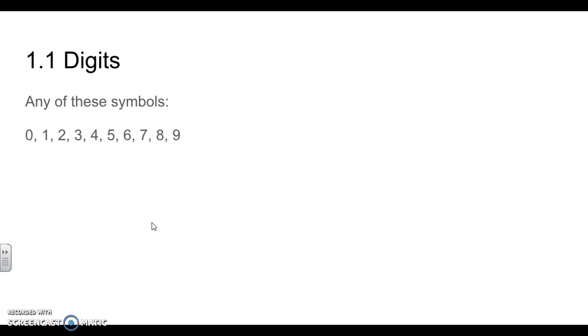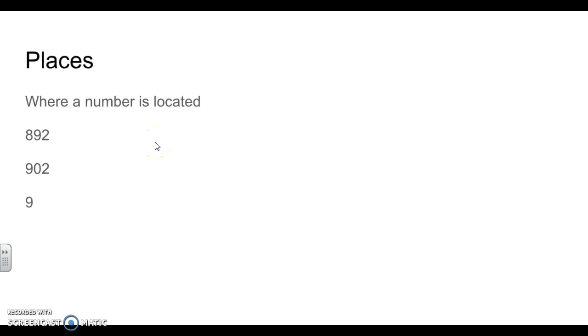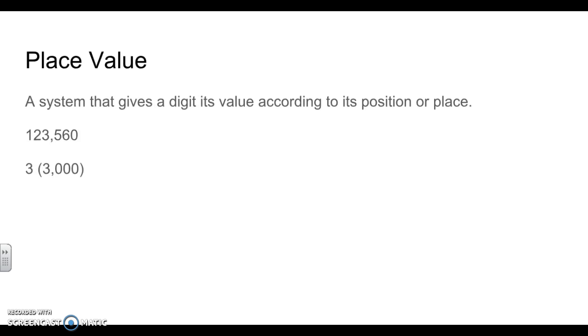So you've got digits. Digits means any of these symbols: 0, 1, 2, 3, 4, 5, 6, 7, 8, 9. Places is where a number is located. So if you look at the number 9, you've got it in the tens place, the hundreds, and the ones. So the value of that 9 depends on the place where it is, so where it is located.